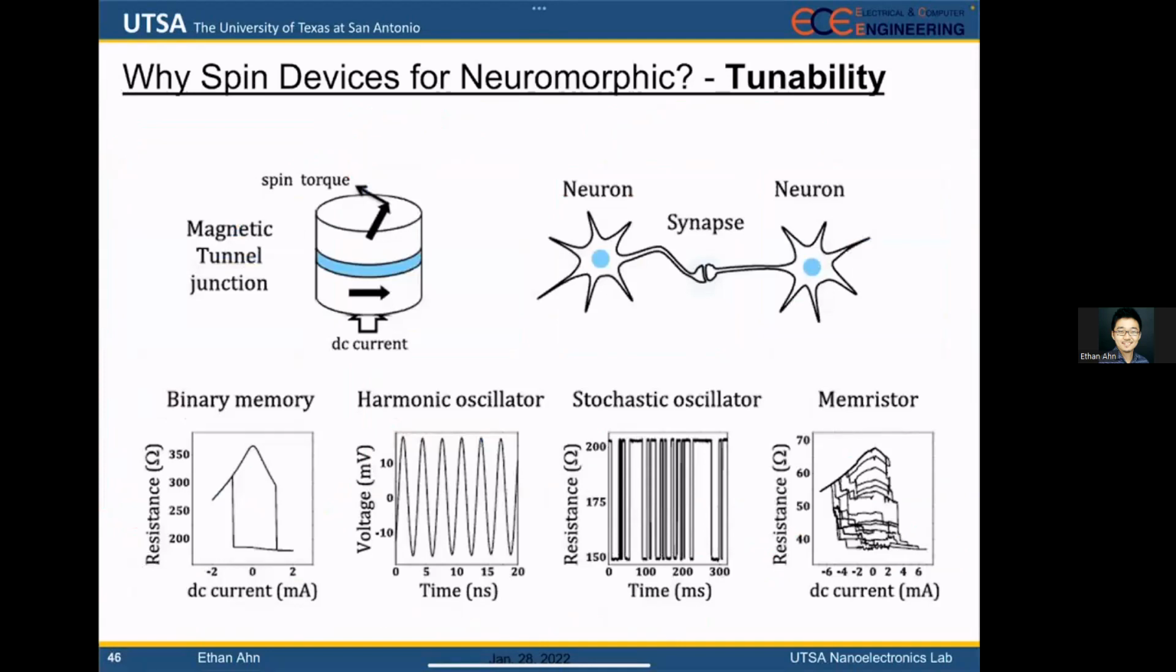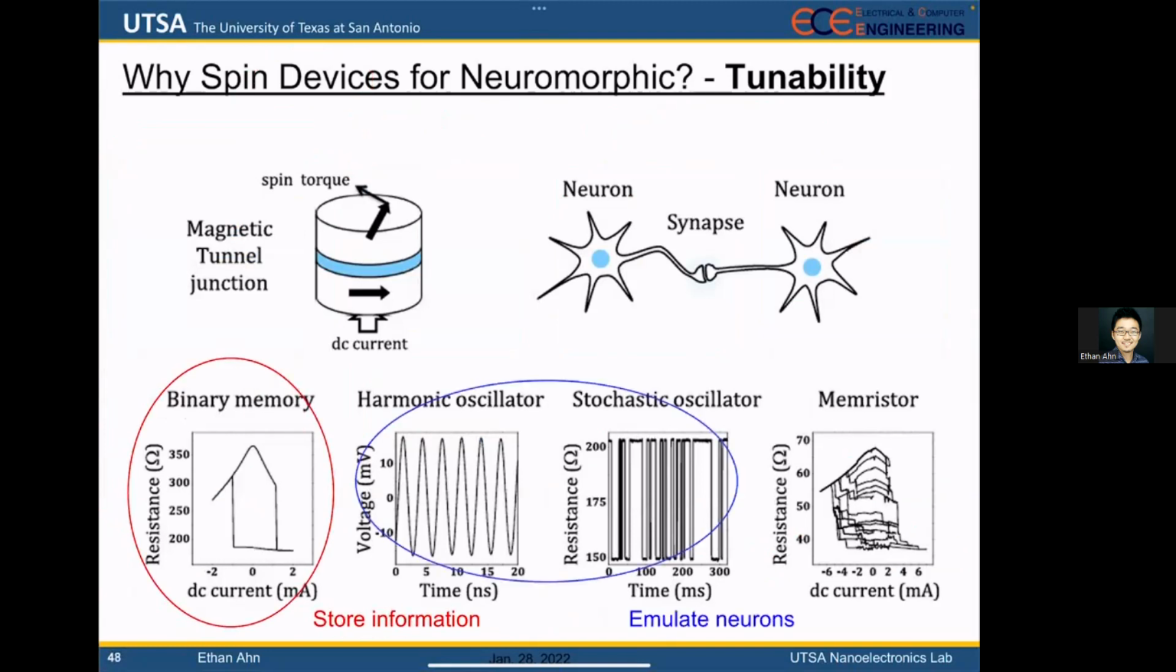And furthermore, the spin devices can be used to store data as a memory, completely okay. And they can also emulate neurons, because they can be used as an oscillator, a high frequency gigahertz oscillator. That's exactly what neurons do. And it can even have this inner state, gradual conductance modulation, so it can do that too. That means it can be used as a synapse.